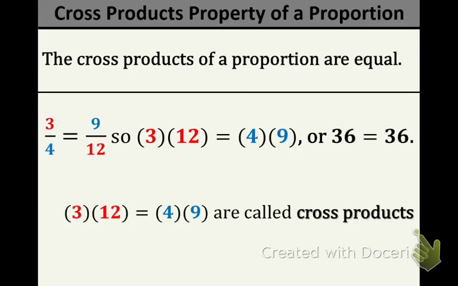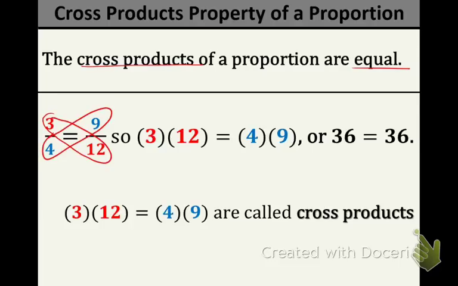Now another method is called the cross products property of a proportion. And this is basically just cross multiplying, and I'm sure you've learned this in past math classes. So this is what you want to fill in for your blanks. The cross products of a proportion are equal. An example of this is on the bottom half. 3/4 equals 9/12. The way that you solve it is you just circle the diagonals and you multiply.